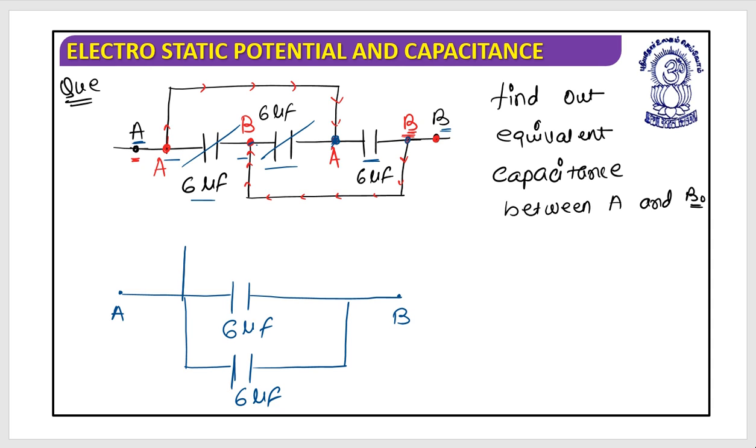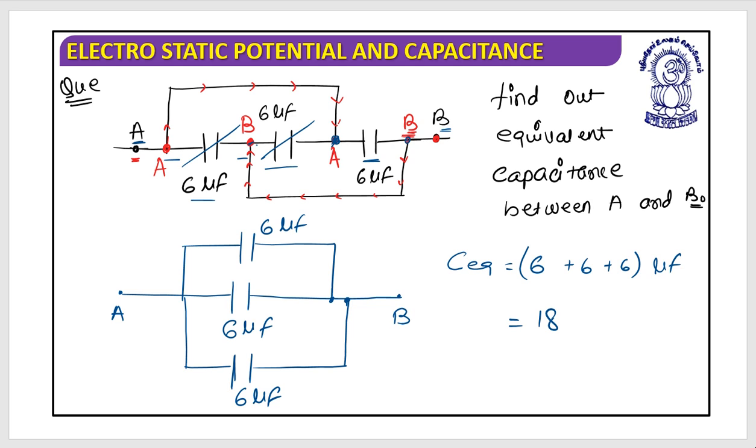So let's have this third capacitor. Yes, this is of 6 microfarad. Now tell me, are these three in series or parallel? Yes, it is in parallel, and when they are in parallel, C equivalent would be equal to 6 plus 6 plus 6 microfarad. So this will be a total of 18 microfarad, and that's it.